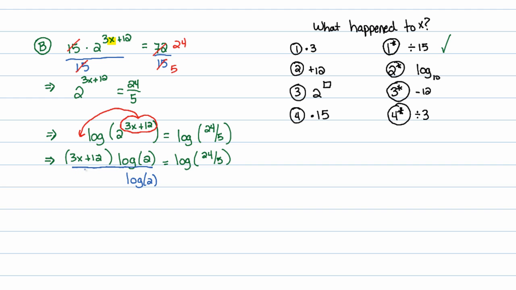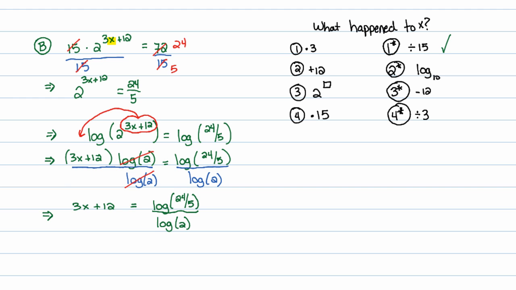And maybe I should be explicit here. I'm dividing both sides by log of 2. And on the left-hand side, I can cancel like factors. Log of 2 looks just like log of 2, so that's going to be the number 1 there. On the right-hand side, that's just going to be that mess. So this implies that I have 3x plus 12 is equal to log of 24 fifths over log of 2. And remember, I don't divide 2 into 24 fifths.